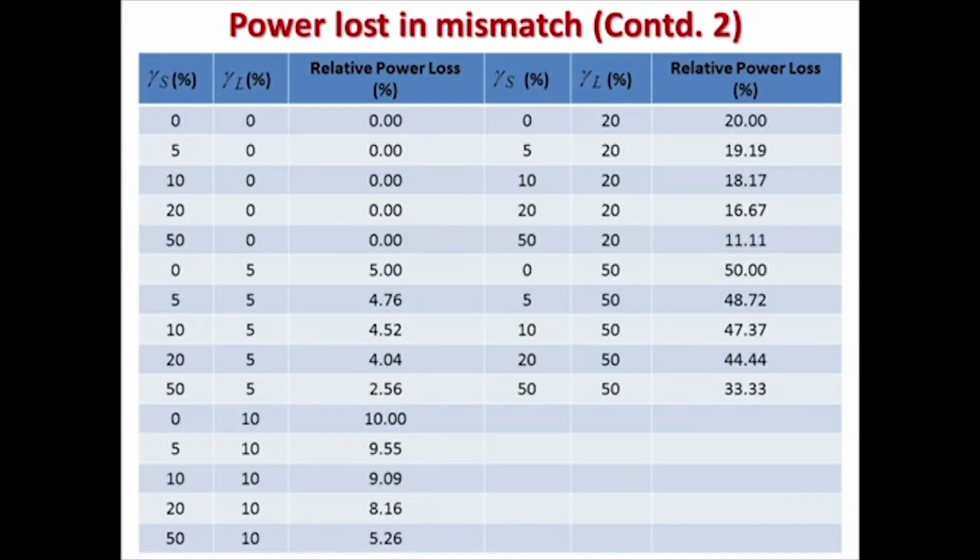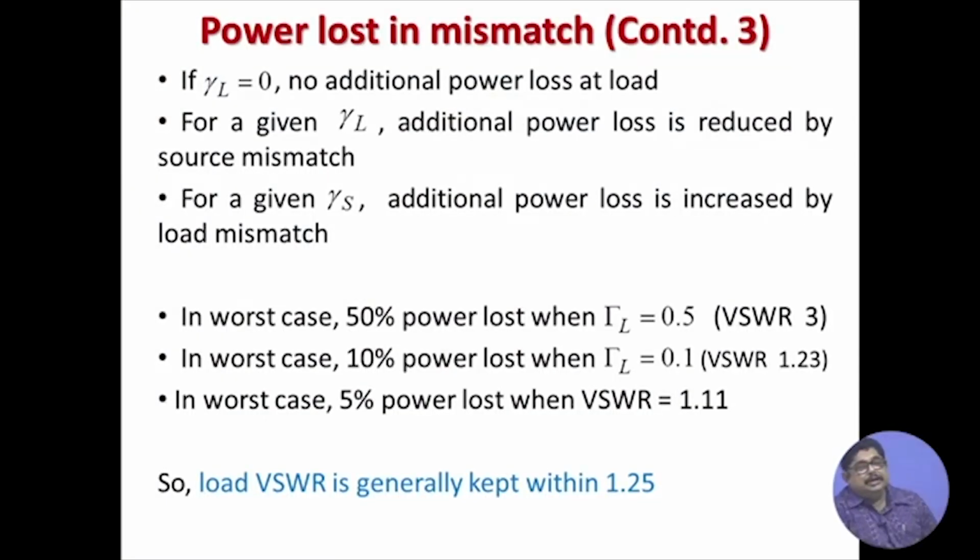Now, here is a table that we have generated, where we have taken various values of gamma L and gamma S and found out how much the relative power loss is in percentage. You see there are various things, but see the last column of this table. It says that if gamma S is 50%, meaning 0.5, and gamma L is 0.5, then relative power loss is 33%. That means 1/3 of the power is lost in this mismatch process. So, if I am trying to send 3 watts of power, 1 watt will be lost due to this mismatch.